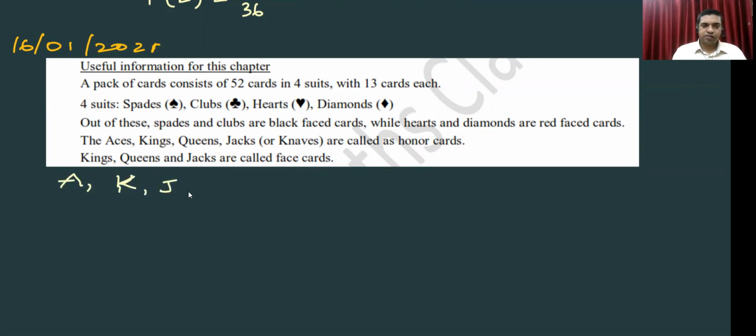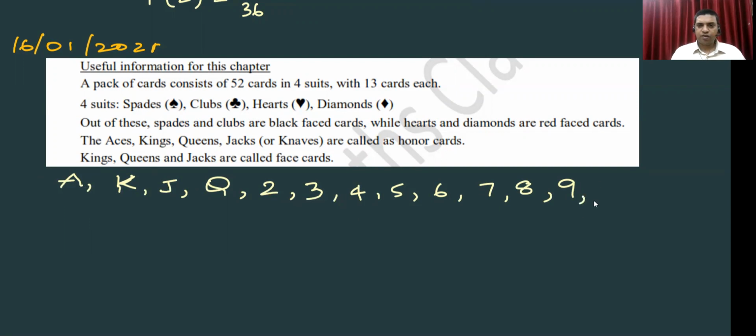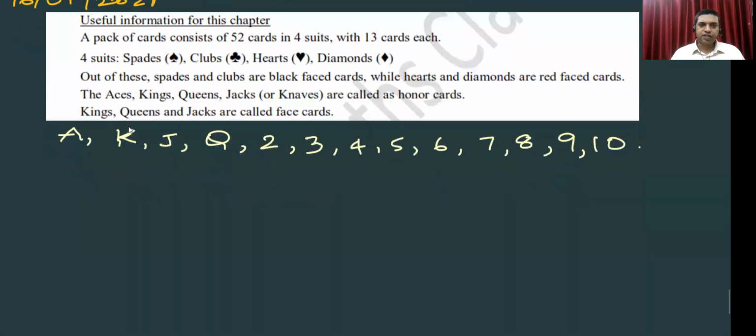And then you have A, K, Q, J, and then you have 2, 3, 4, 5, 6, 7, 8, 9. So 2 to 9 are 8 cards, and one more, the 10. So these are the 13 cards.